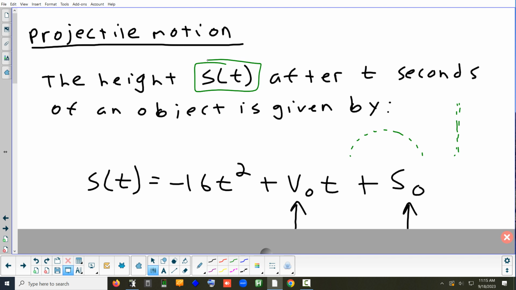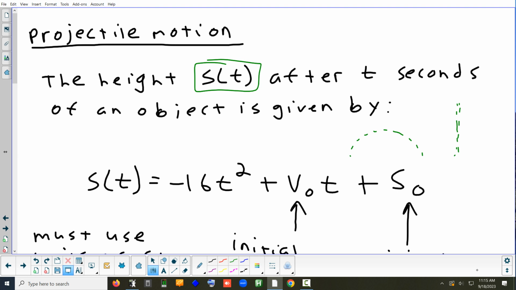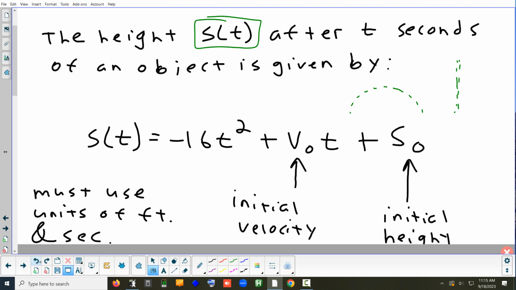A sub 0 on a variable means that it's like a start value or an initial value. It's like the beginning value. And in our case, v sub 0 means initial velocity, and s sub 0 is initial height. Because when you throw an object, you may already be standing on top of something. So let's say you're on top of a building and you throw something. Well, it's still projectile motion, but it's started at the height of the building versus starting from the ground.